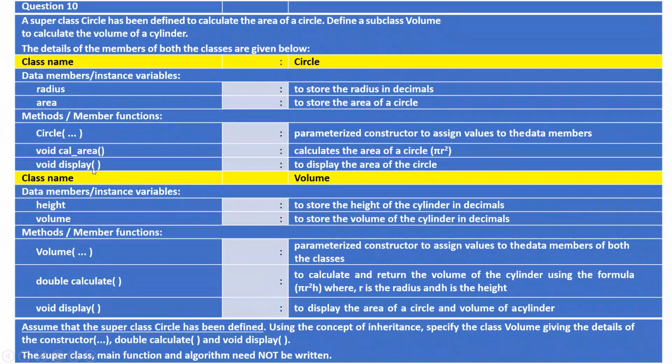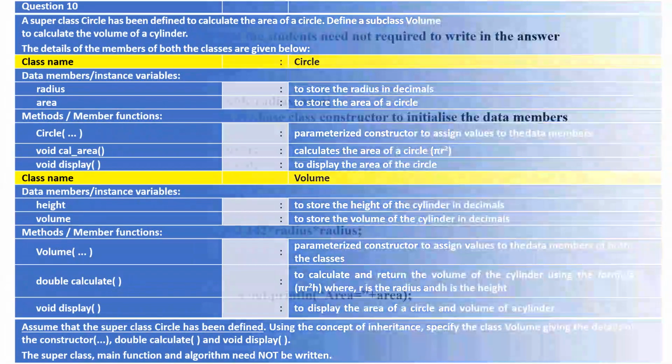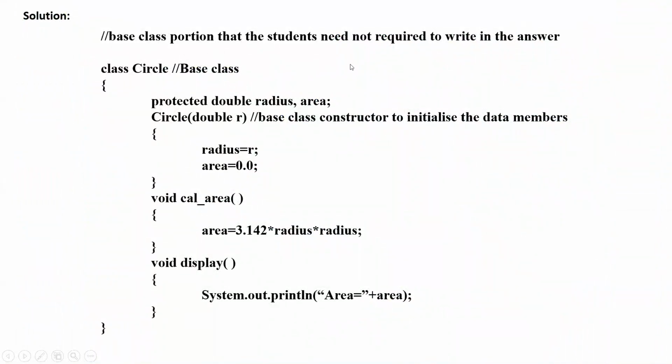Now you have to keep it in mind. If the base class has a parameterized constructor, then the child class will also have a parameterized constructor, and you have to take care of the base class parameterized constructor invocation in the child class constructor. We'll see that in the code. The base class portion, the student need not write in the answer. So class Circle: the data members of the base class should be protected. If you make them public, no problem, there will be no syntax error, but convention says, as it is inheritance, base class data members should be protected.